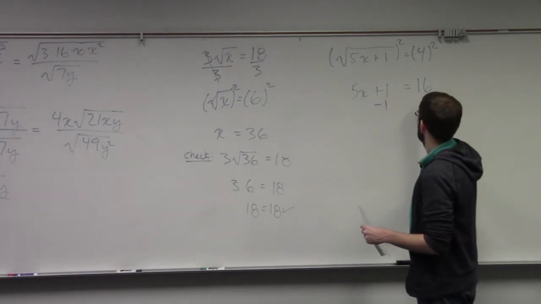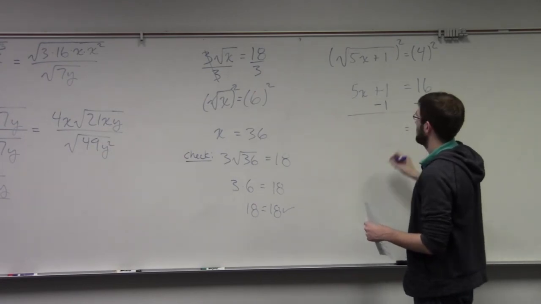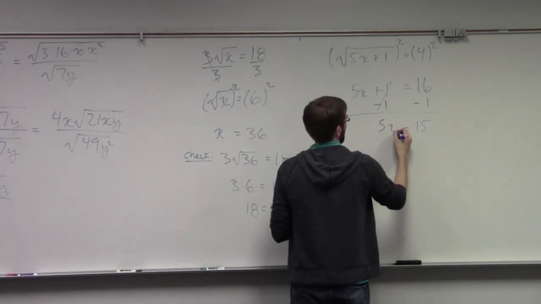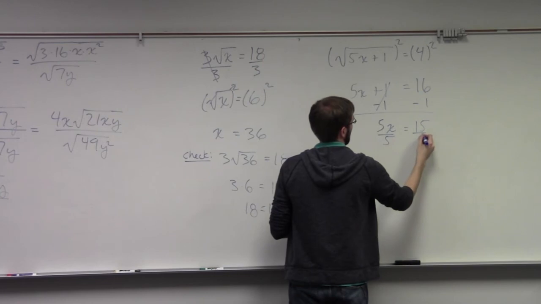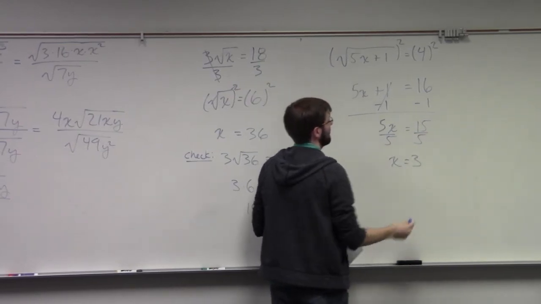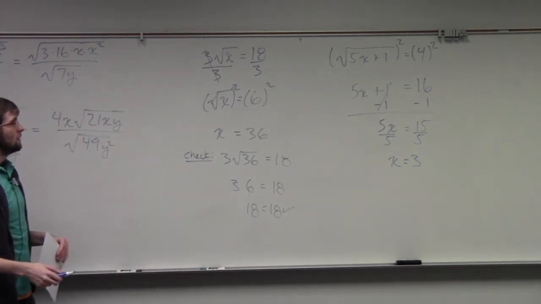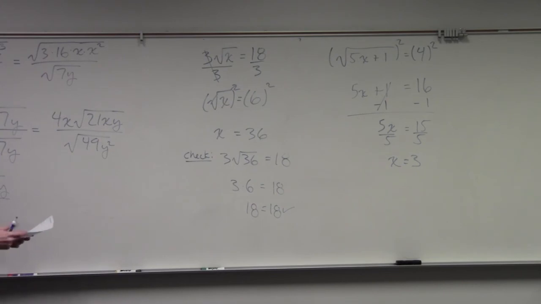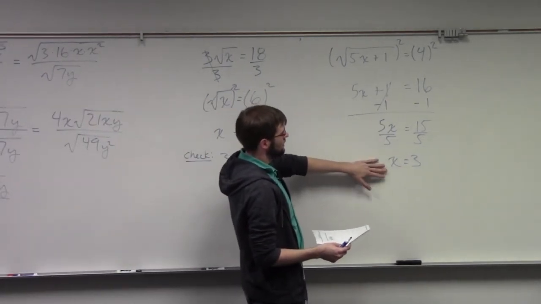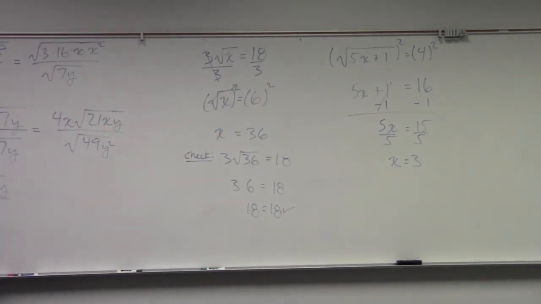Just move the 1 over. All right, so I have 15. These are gone, and I have 5x. Divide both sides by 5. I have x equals 3. And just to give us time to do one more, this will check out. You can go ahead and check this on your own time. If you plug this in, you will get 16, the square root, and the square root of 16 is 4.